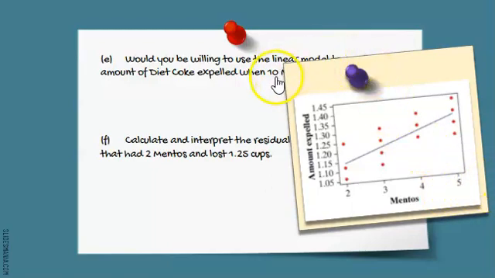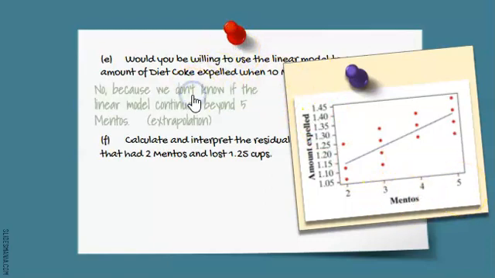So can we use this line to predict what happens when 10 Mentos are used? Hopefully you know that no, you cannot, okay? Because we don't know if the linear model continues beyond 5 Mentos. This would be extrapolation. We cannot put in 10 into that equation.